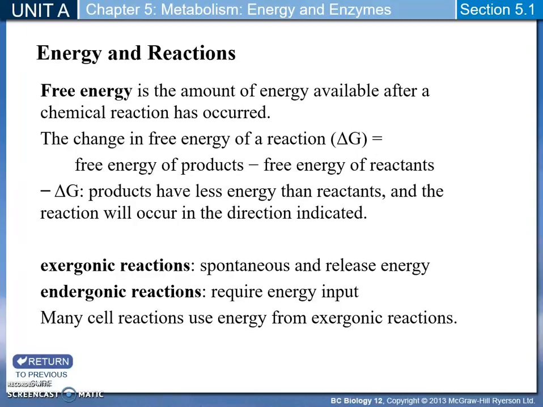That means that energy is released in that type of reaction if you get a negative result for delta G, and that would be an exergonic reaction. So that would be a reaction that's spontaneous and it releases energy. An endergonic reaction, on the other hand, requires energy input. And so energy has to be derived from some source in order for endergonic reactions to take place.